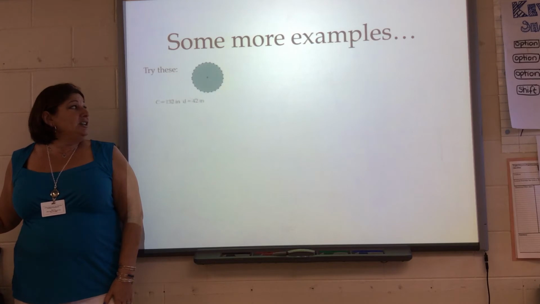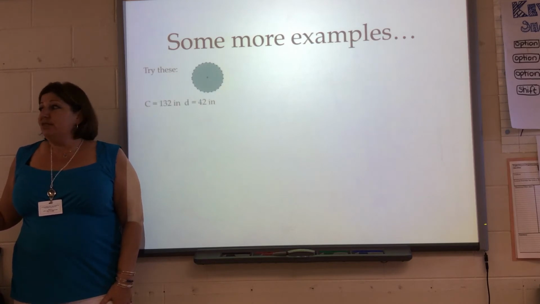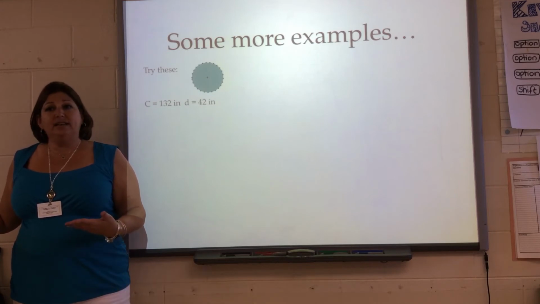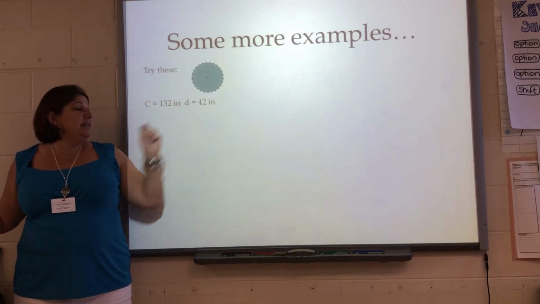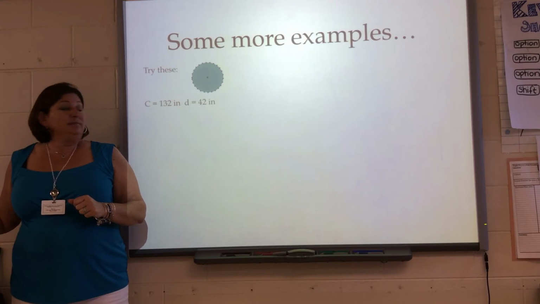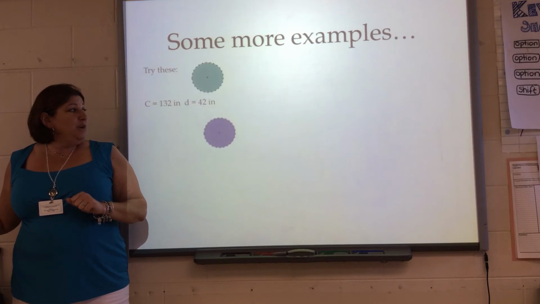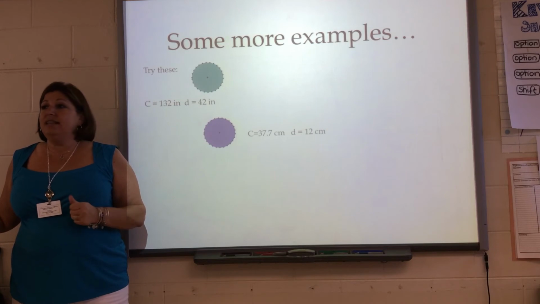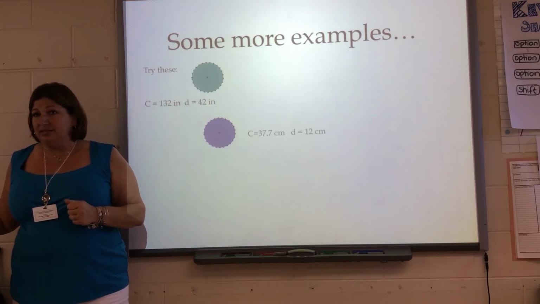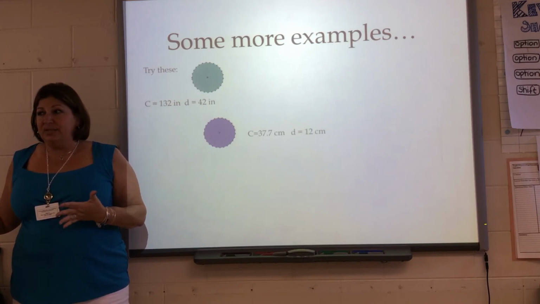What if I had a circle with a circumference of 132 inches and a diameter of 42 inches? So again, I'm asking you to divide the circumference by the diameter. Take a second and record that. And then try this one. What if the circumference of this circle was 37.7 centimeters and the diameter was 12 centimeters? Are you starting to notice a pattern?